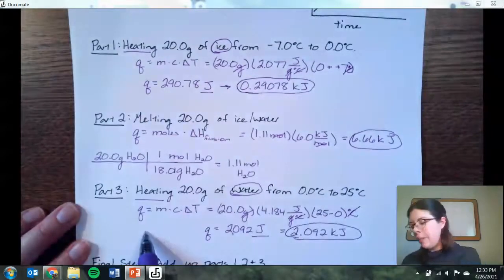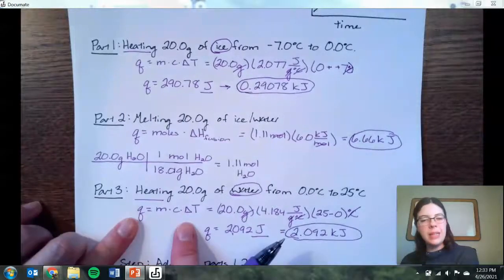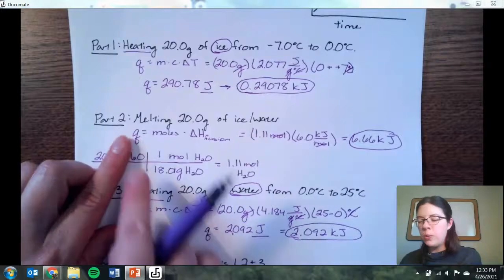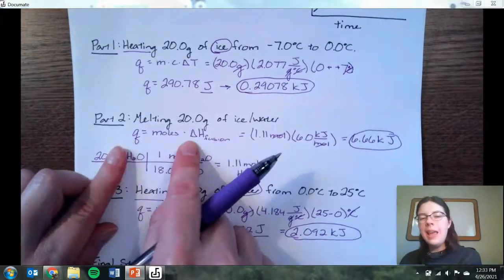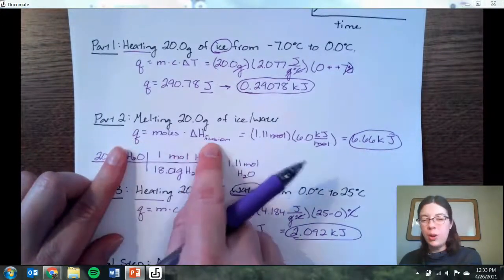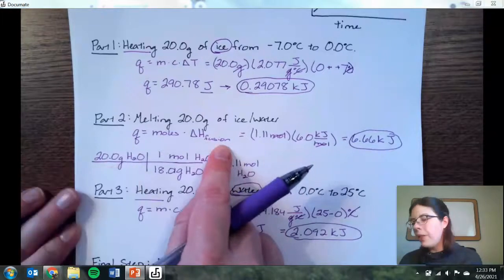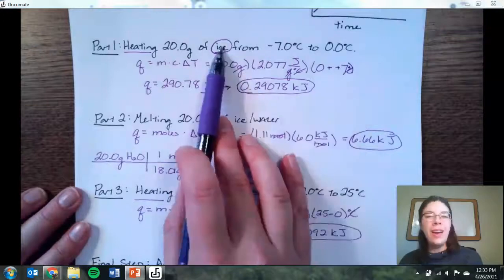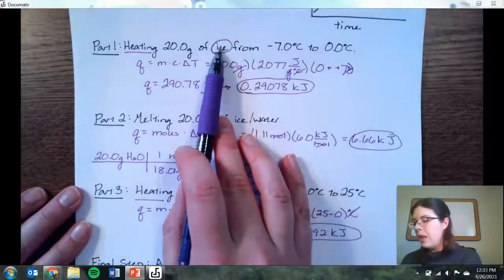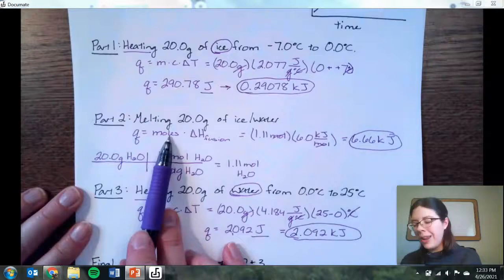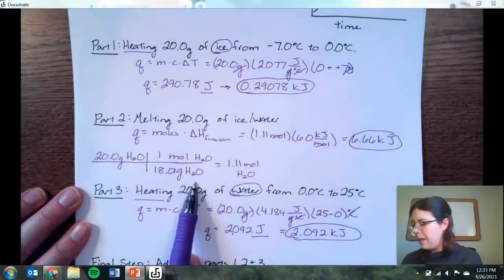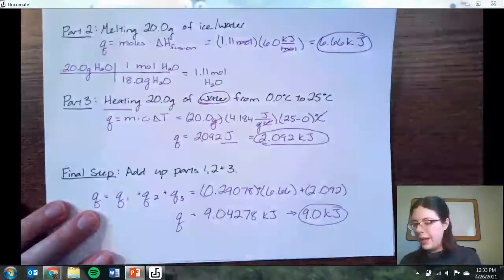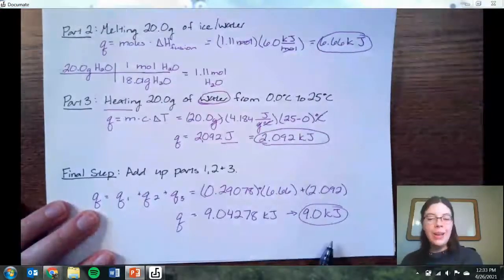Whenever we are heating our sample, we use Q is equal to M times C times delta T. Anytime we have a phase change, we use Q is equal to moles times delta H. In this case, it's a delta H of fusion because we are melting. Otherwise, we pretty much plug and chug our numbers. Few things to watch out for. Remember to check on the different specific heat values. To find the moles, don't forget to convert using molar mass. Finally, get each of your units into kilojoules and then add them all up and round at the end.